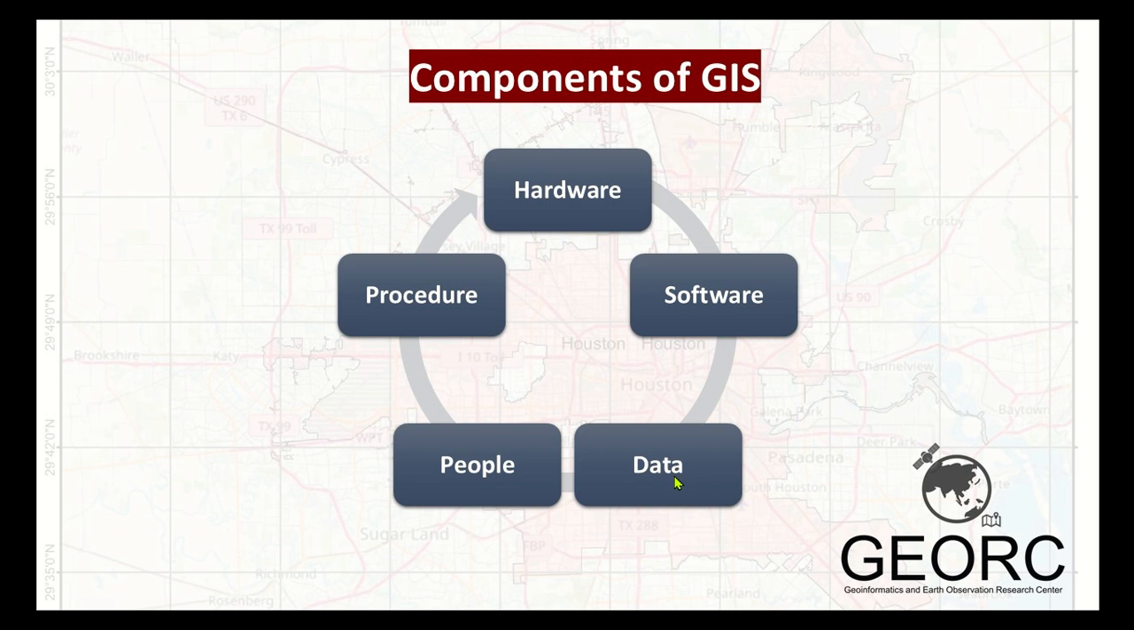For example, this data can come from anywhere, such as satellite imagery, GPS, demographic surveys, or any kind of records, or government officials' records.